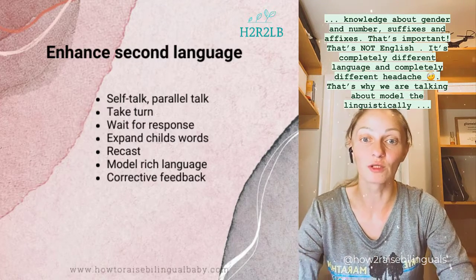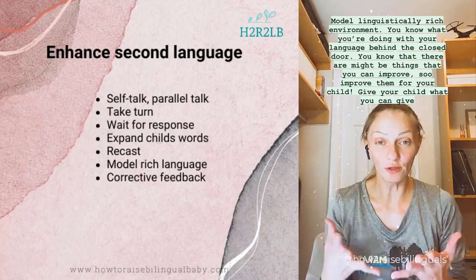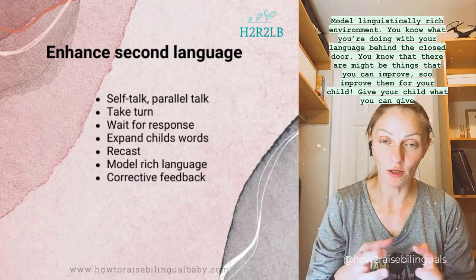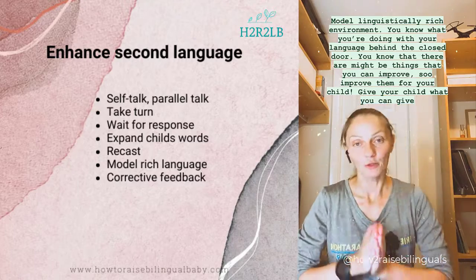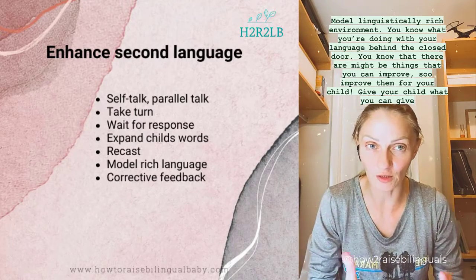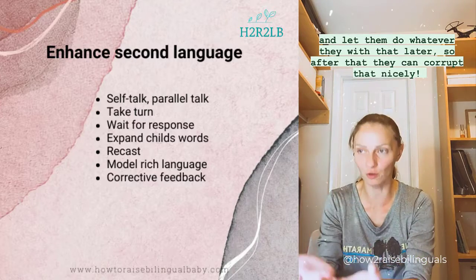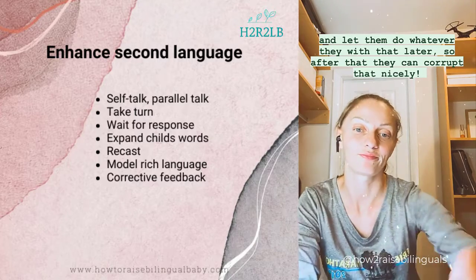That's why we are talking about modeling the linguistically rich environment. You know what you're doing with your language behind closed doors. You know that there might be things that you can improve. So improve them for your child. Give your child the best that you can give and let them do whatever they want with that later. Teach them the good language so they can corrupt it nicely.